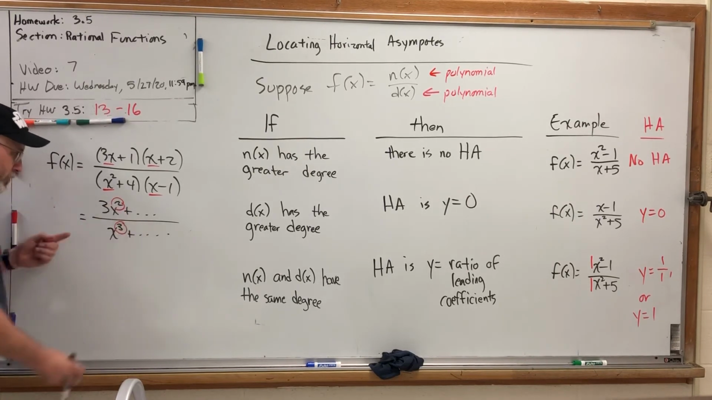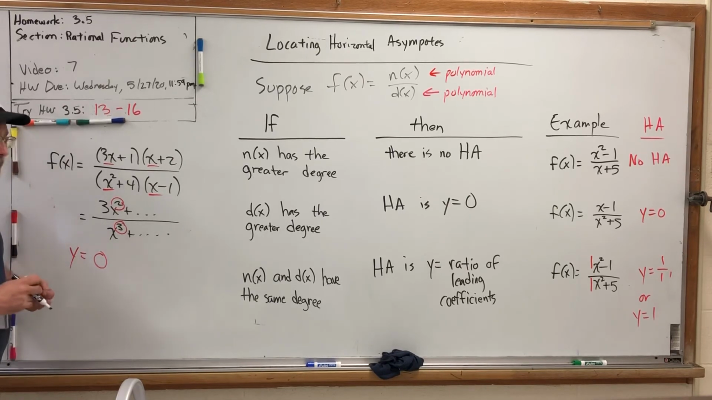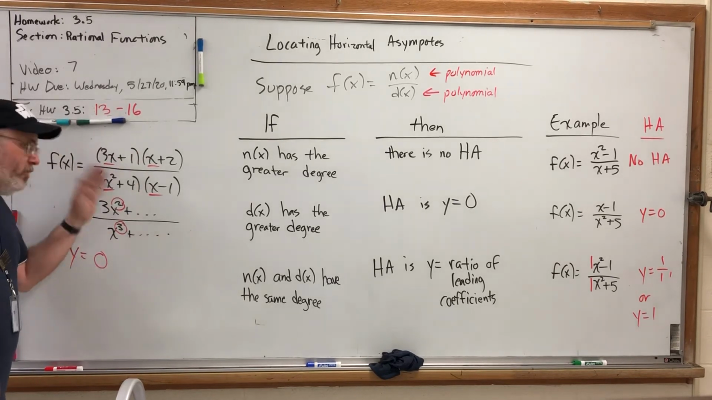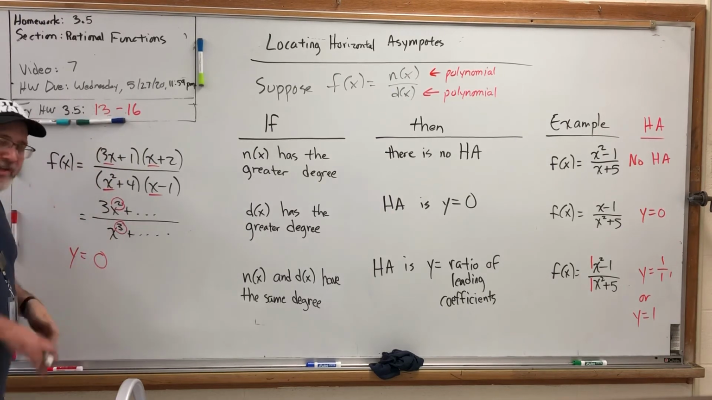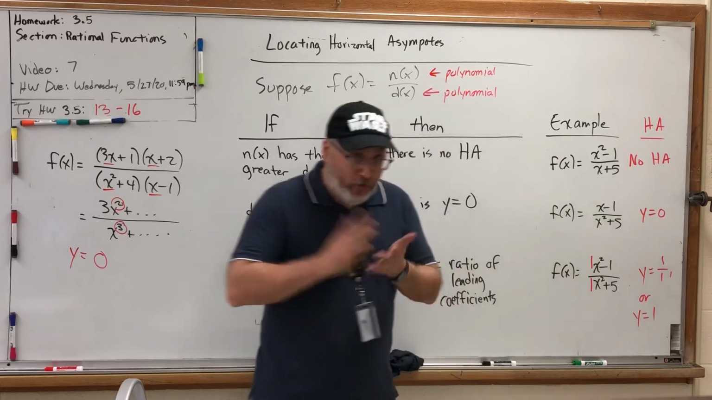The degree is greater in the denominator, so the horizontal asymptote would be y equals 0. But again, I may be wrong, but I don't think any of the questions in your homework will ask you the horizontal asymptote when it's factored, in which case you have to manufacture the leading terms. But it's a story we've seen before, so hopefully you remember that story.